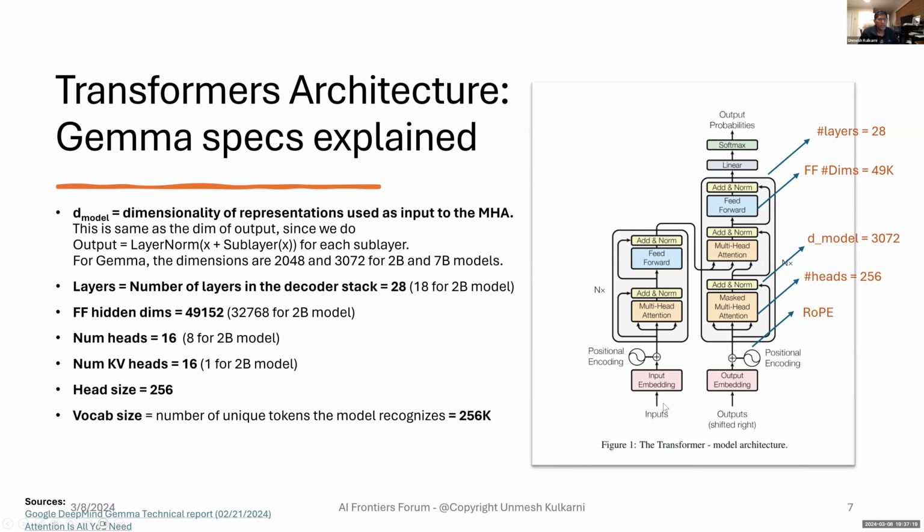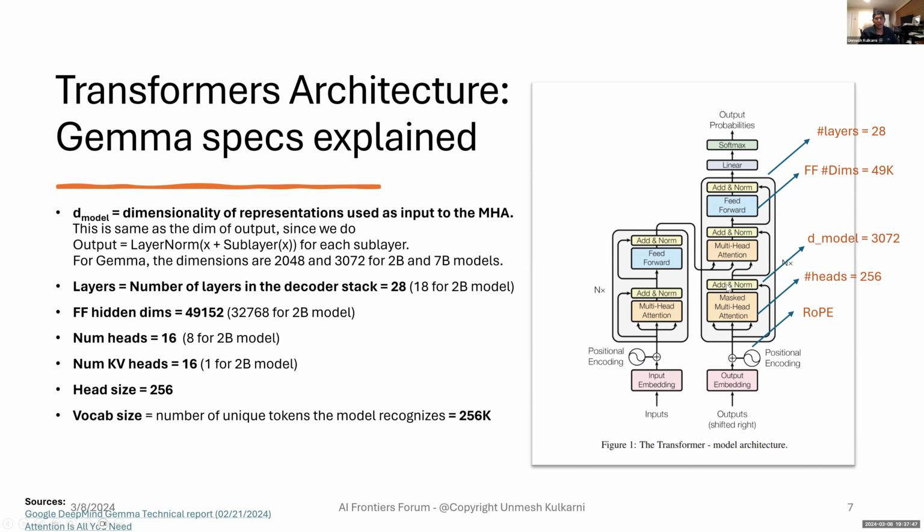Attention Is All You Need. On the left is the encoder, on the right is the decoder. So for Gemma, we are going to look at the right side. You take input embeddings. The input and output dimensionality that goes into the multi-headed attention is the D model, the dimensionality of the representation used as output.